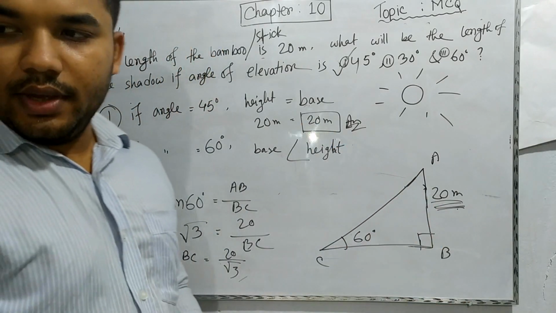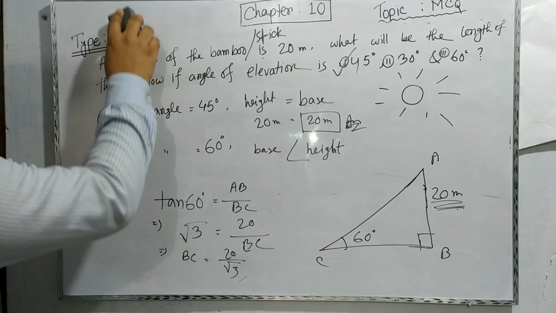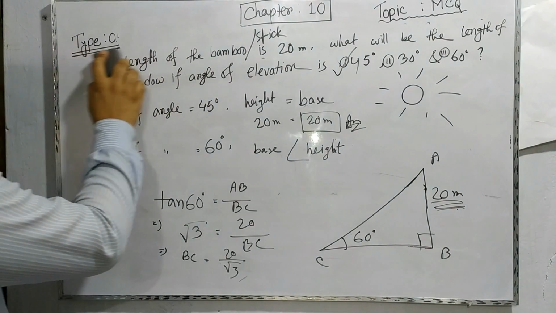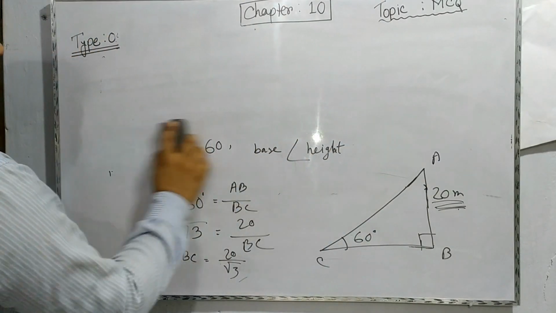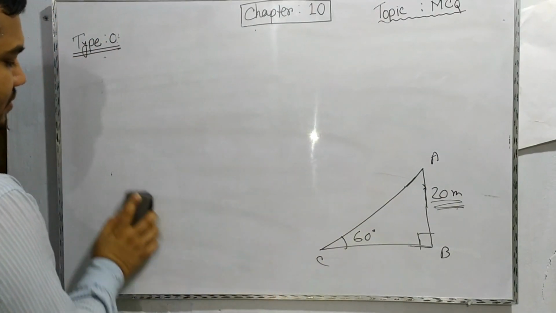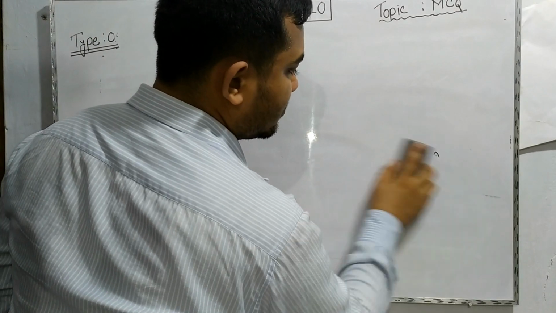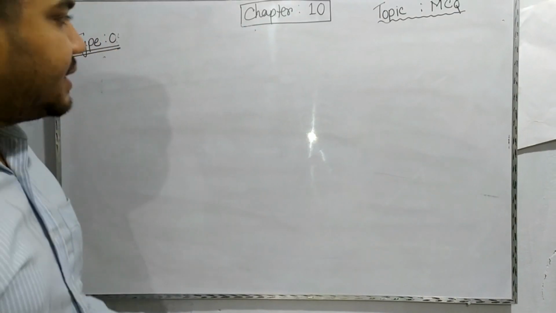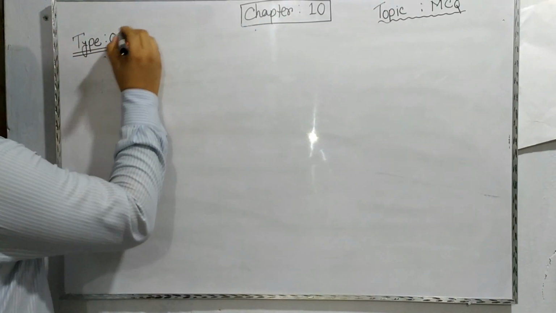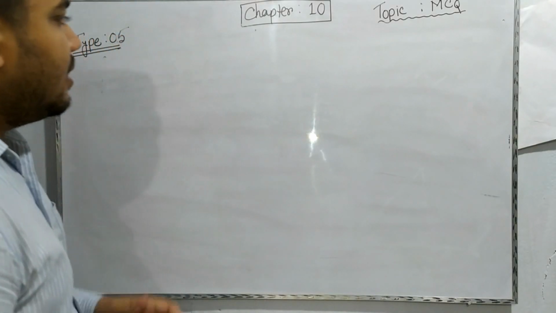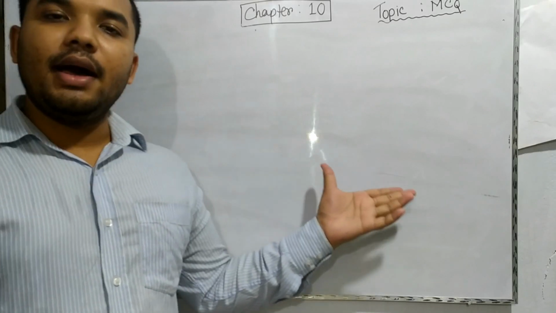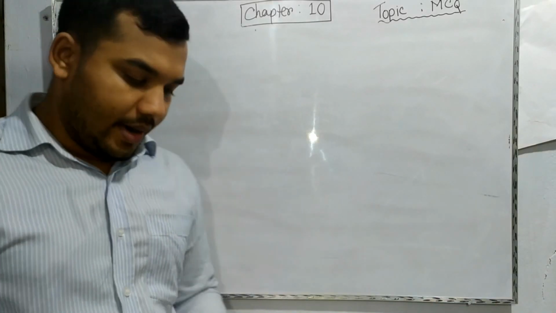Now we are going to type 5, and that is our last type in this section. Okay, I will just give an example to understand the whole part.